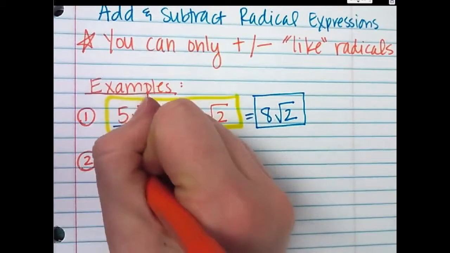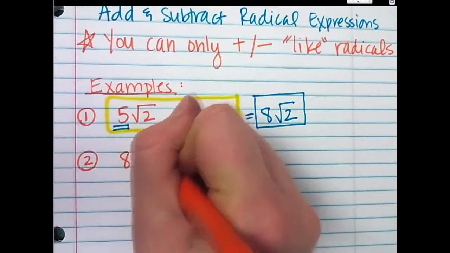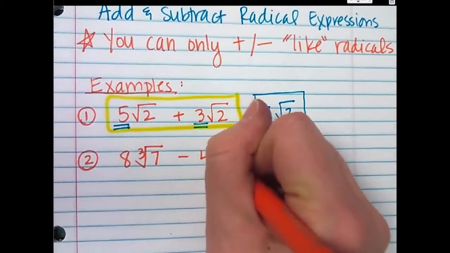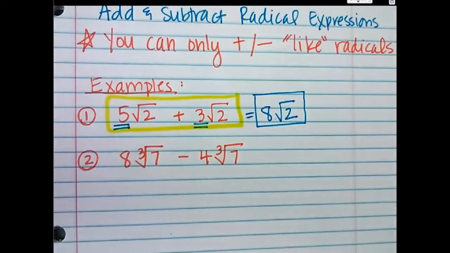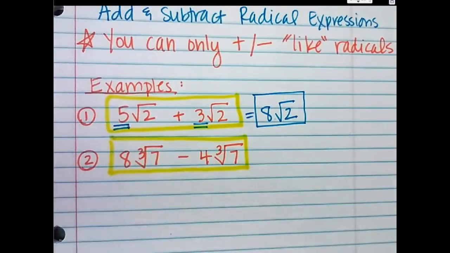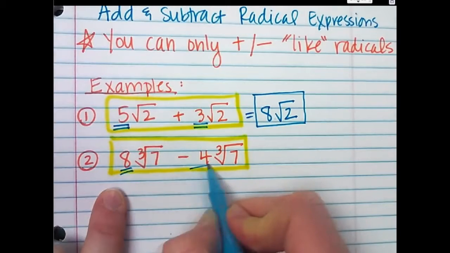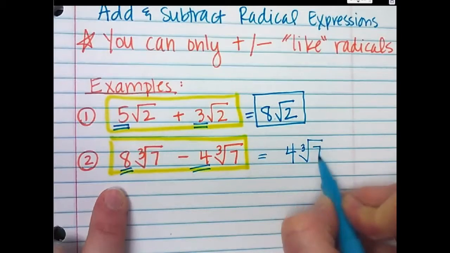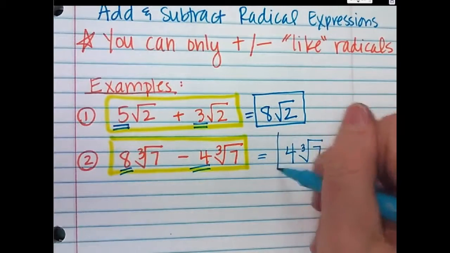No? Okay, number 2. 8 cube root of 7 minus 4 cube root of 7. Do we have like radicals? Yes. So I just do the front. 8 minus 4 is 4, and I just rewrite cube root of 7. That's my answer.